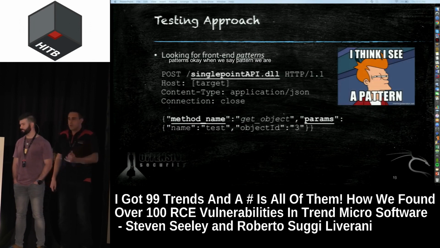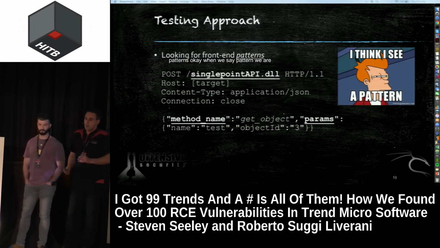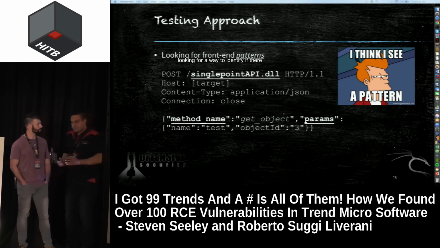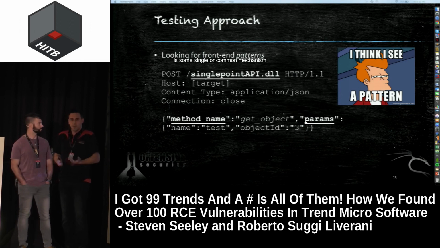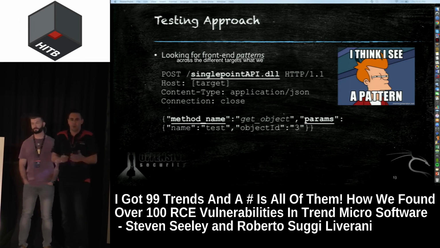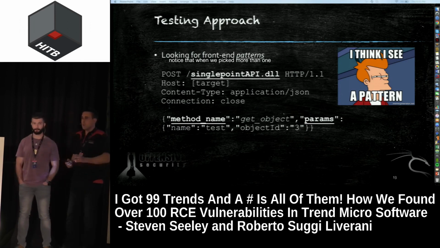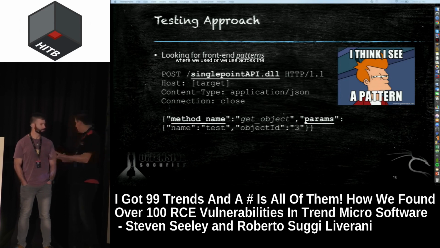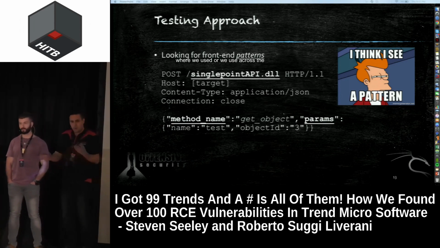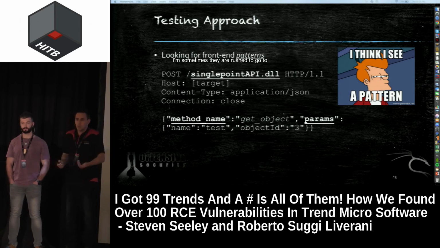The other thing is we are looking for patterns, okay? When we say pattern, we are looking for a way to identify if there is a single or common mechanism across the different targets. What we noticed is that when we picked more than one product in Trend Micro, certain functions or certain libraries were reused across the targets.